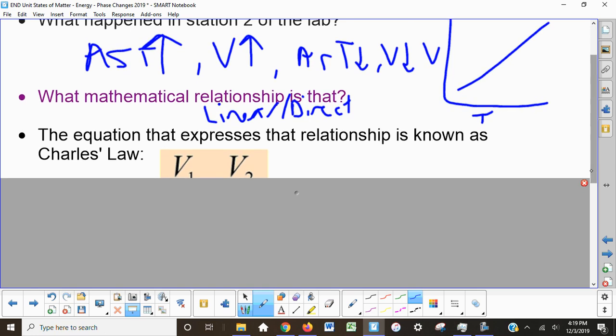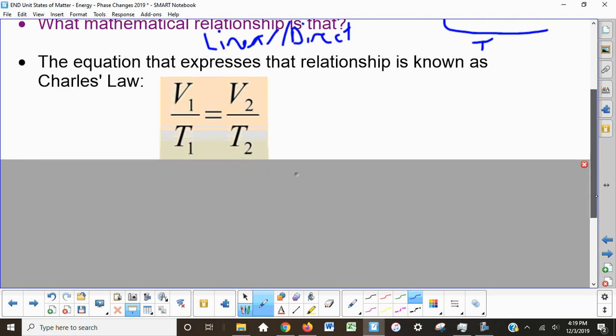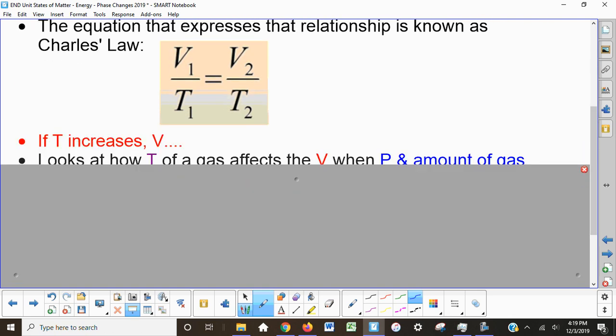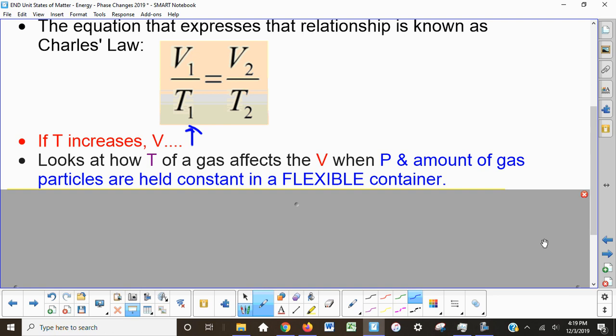Mathematically, if you have a linear relationship, this is how the equation would look. So it's a little different than Boyle's law, but you have volume over temperature, V1 divided by T1 is equal to V2 over T2. That's how you set up a direct relationship. So if temperature increases, volume increases, and vice versa. This is going to look at how temperature of a gas affects volume, but you have to keep pressure and amount constant, so they can't be changing.